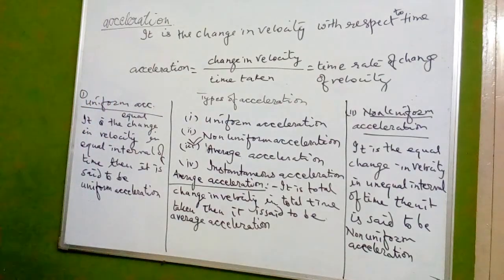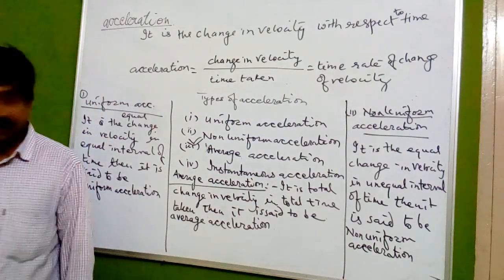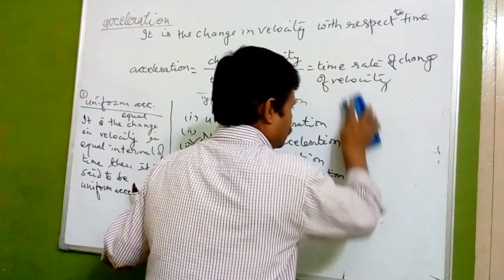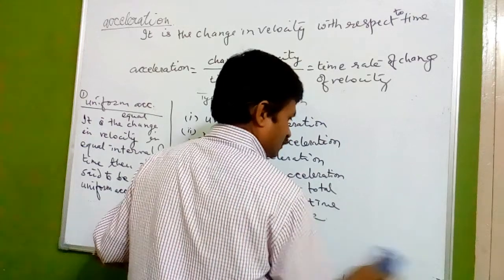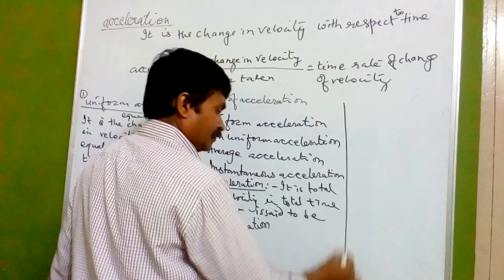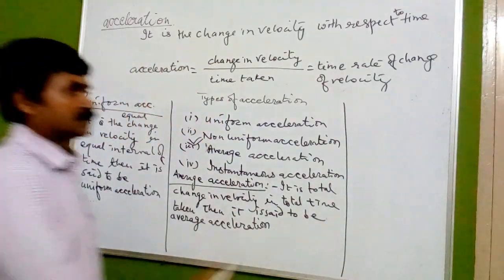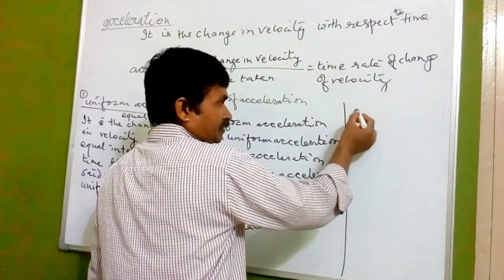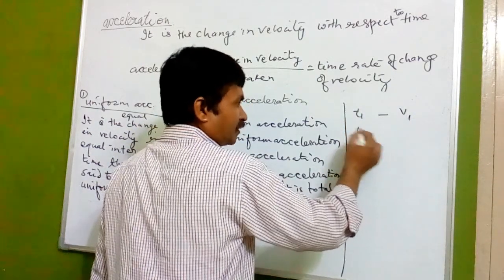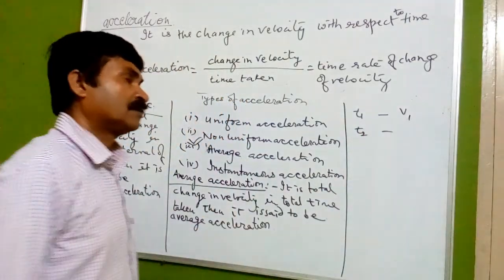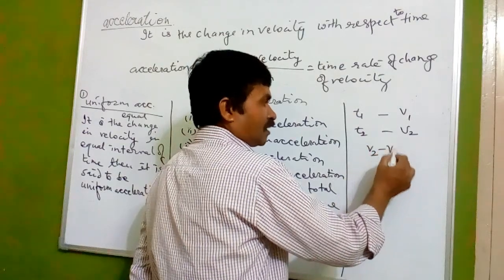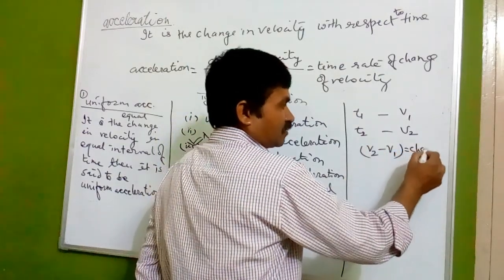Okay, so if we go with the average acceleration here, suppose I am having an example. At the time t1 the velocity is v1 and at the time t2 the velocity is v2. So the change in velocity will be given by v2 minus v1. This is the change in velocity.